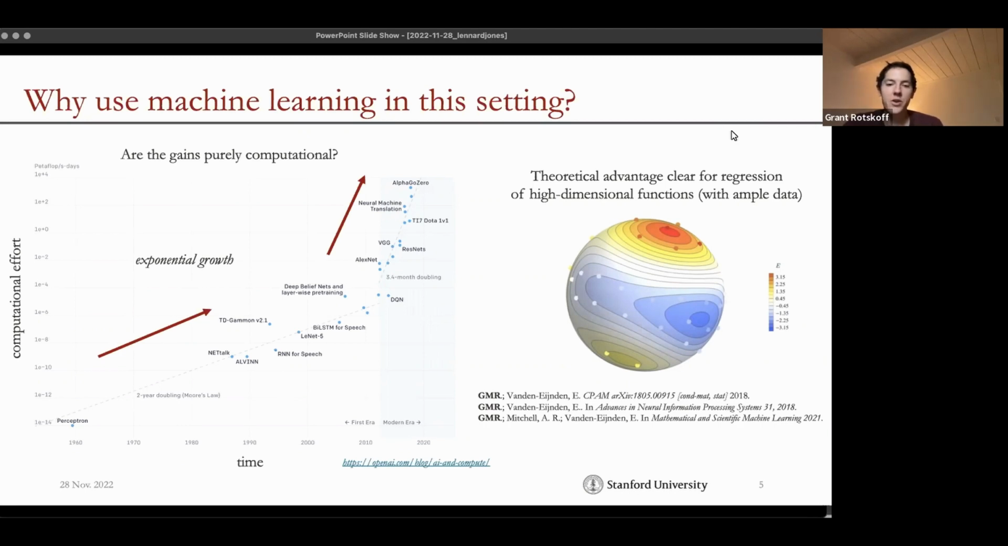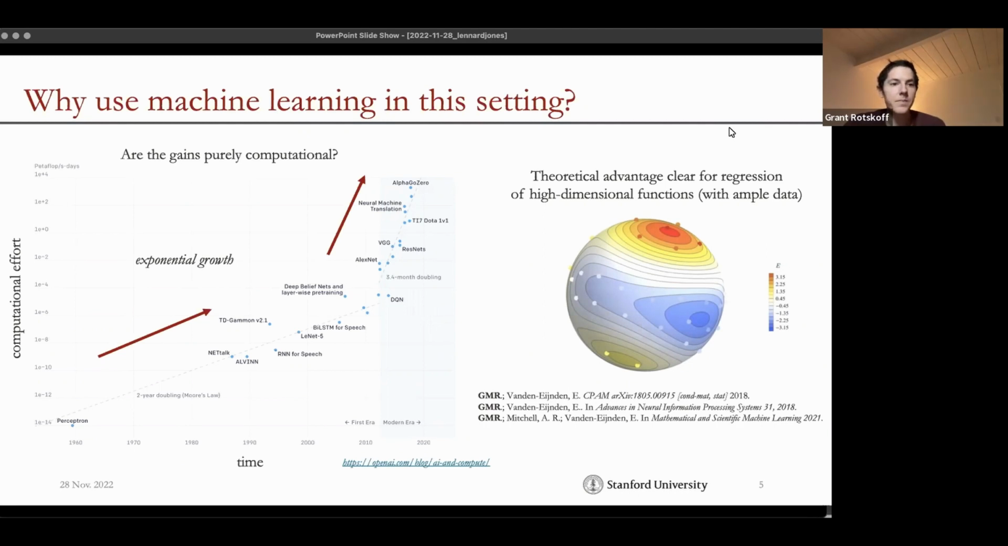But if you look around 2012, the rate of doubling in computational effort for machine learning started vastly outpacing Moore's law, right? This is on an exponential scale. So this is showing you that there's now a 3.4 month doubling in the amount of computational resources being put into models.